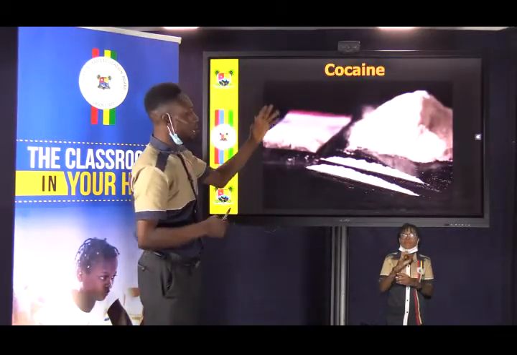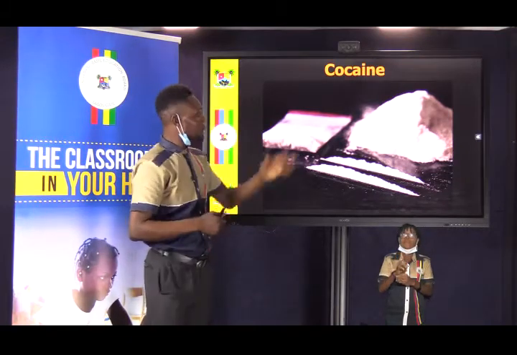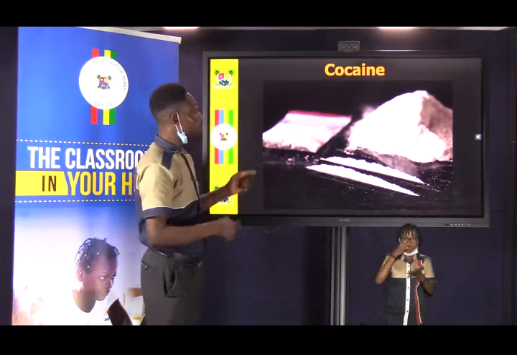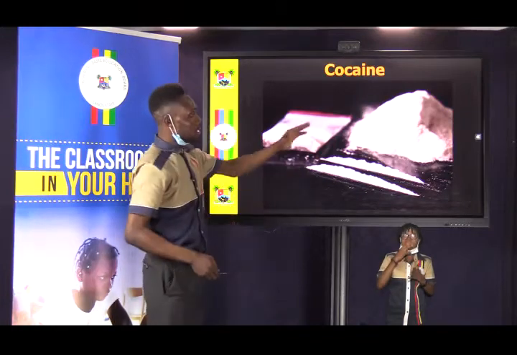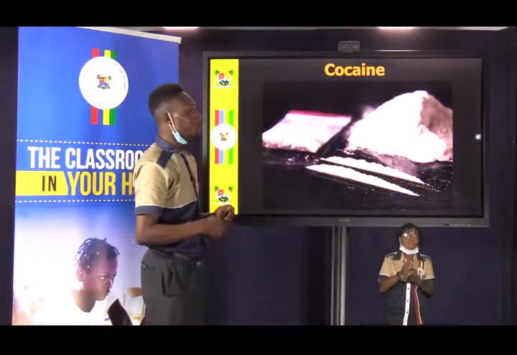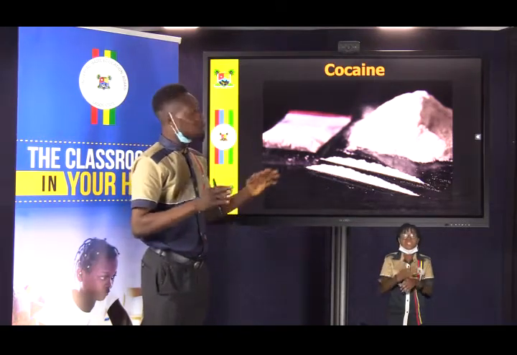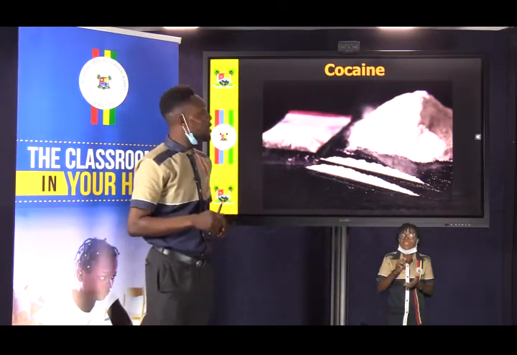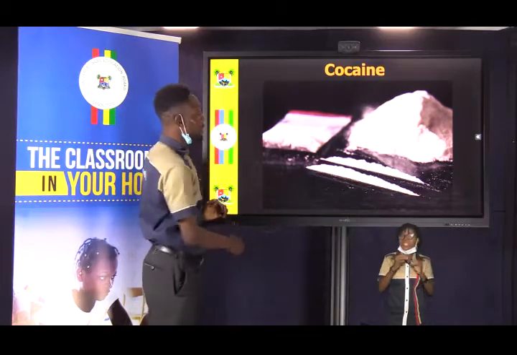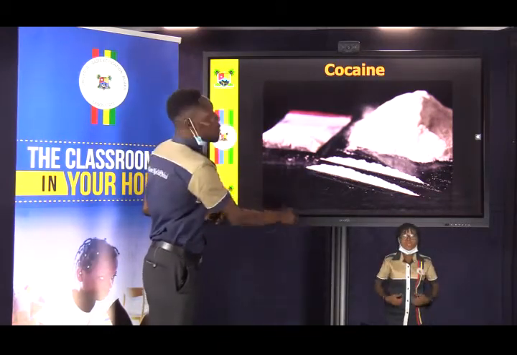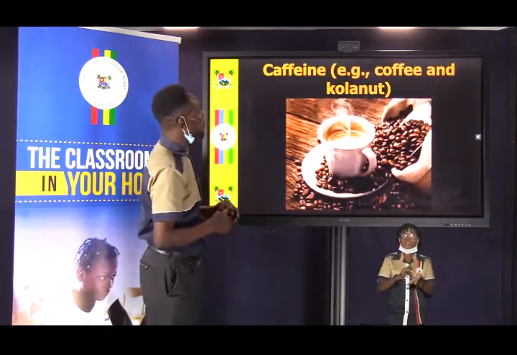The first one is cocaine. Cocaine is one of the examples of abused drugs. This is not good for humans at all, but we see how some people take cocaine and it causes damage to their body and to their body system. So cocaine is one of the drugs that has been abused.